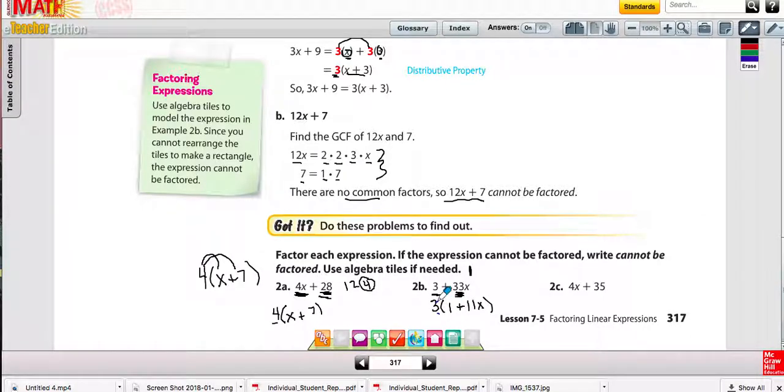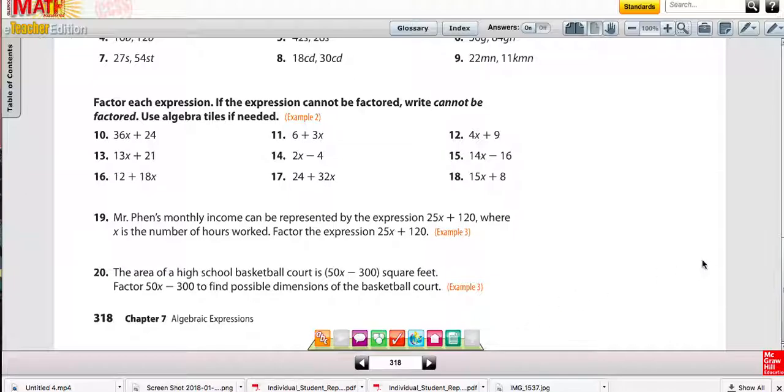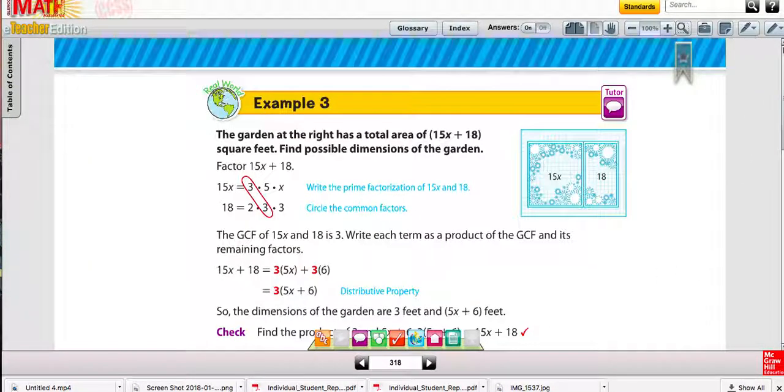3 times 1 is 3. 3 times 11x is 33x. Finally, on 2c, 4 and 35 are not prime numbers, okay, but they don't have any common factors, so we call those relatively prime. So we are just going to say that it cannot be factored for 2c because there's nothing we can pull out of 4 and 35 to factor it. Okay, still might be a little bit sketchy for you on this factoring. I promise we'll do a lot more of it together in class.